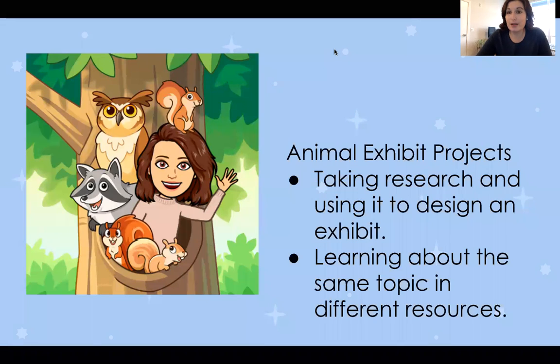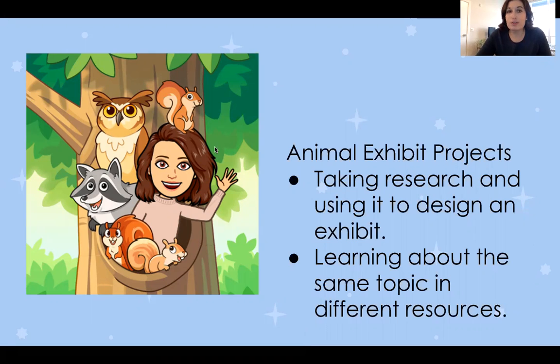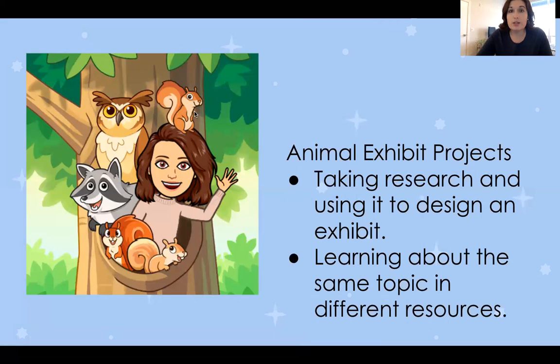Another example is when you were in that research phase and you were learning about the same topic in different resources. So let's say you chose to research a squirrel and you were learning about maybe the squirrel's diet, what it eats. You would read about that subtopic of its diet in many resources. You might read it in different books, an article, websites, videos. So you're learning more information about that same topic and putting it back together.